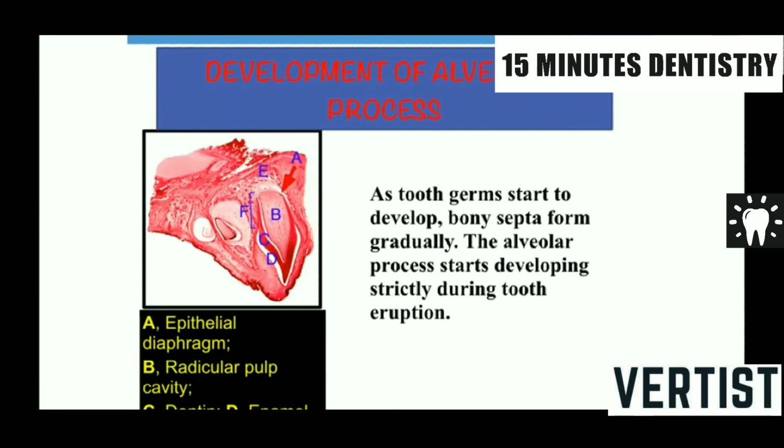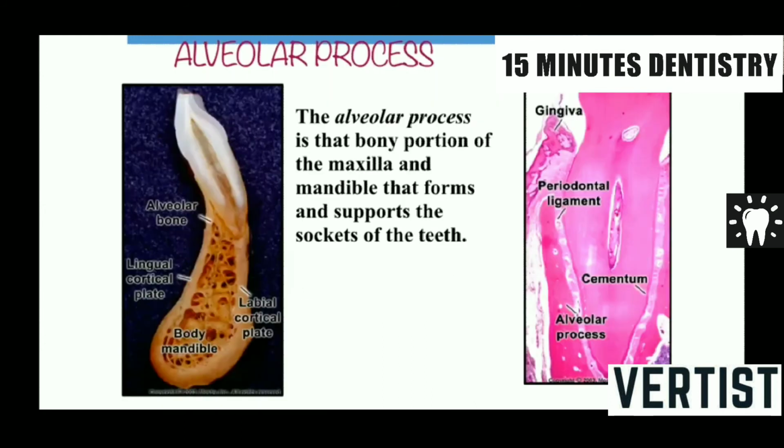Therefore, when you see some individuals who do not have eruption of the tooth, who have a congenitally missing tooth, the alveolar processes are not developed. In the same way, when the child is an infant and the tooth has not come, you will not see the alveolar processes. They are all in the formative stage. And when there is extraction of the tooth, there is loss of the alveolar processes because they get built up with the tooth. So the alveolar process is that bony portion of the maxilla and the mandible that forms and supports the sockets of the tooth.